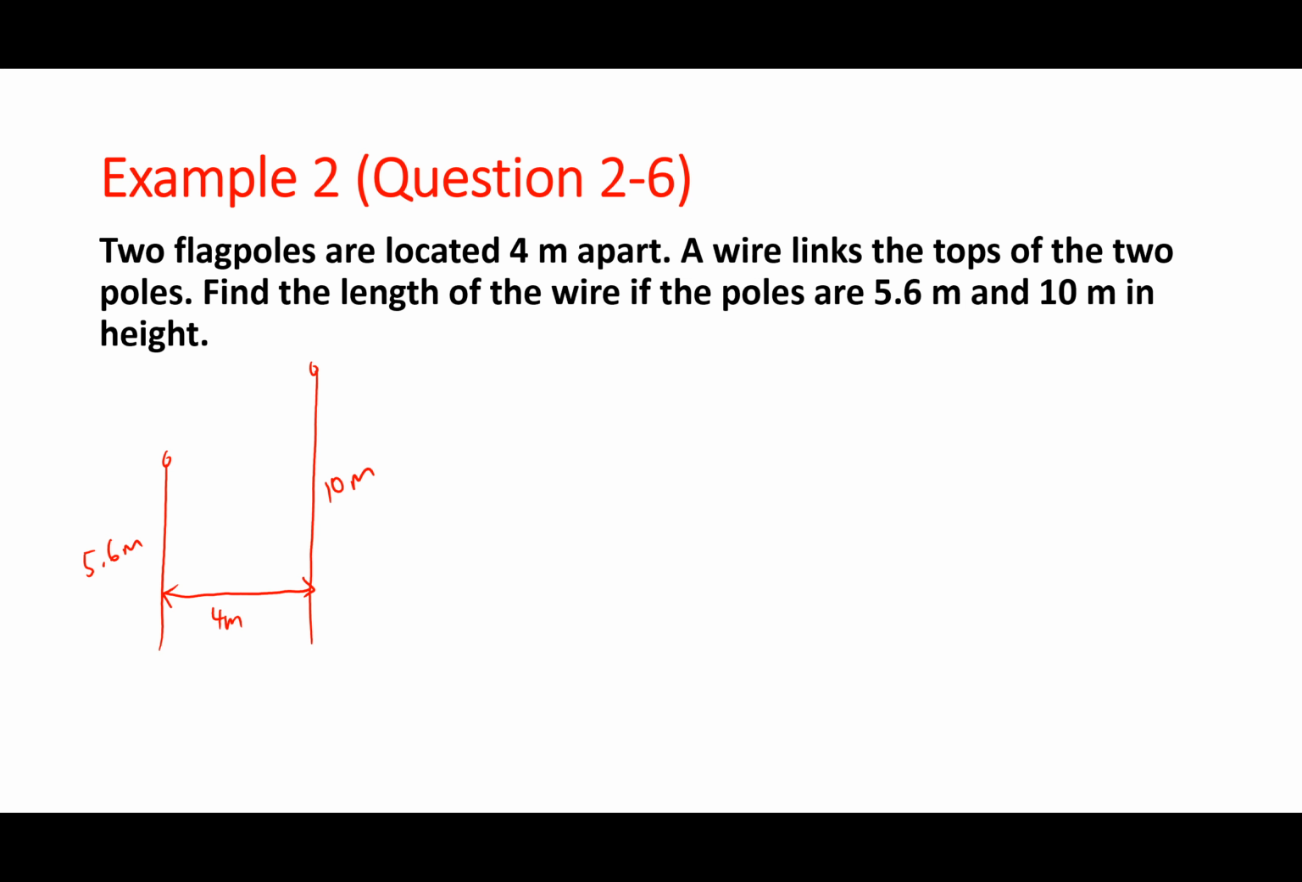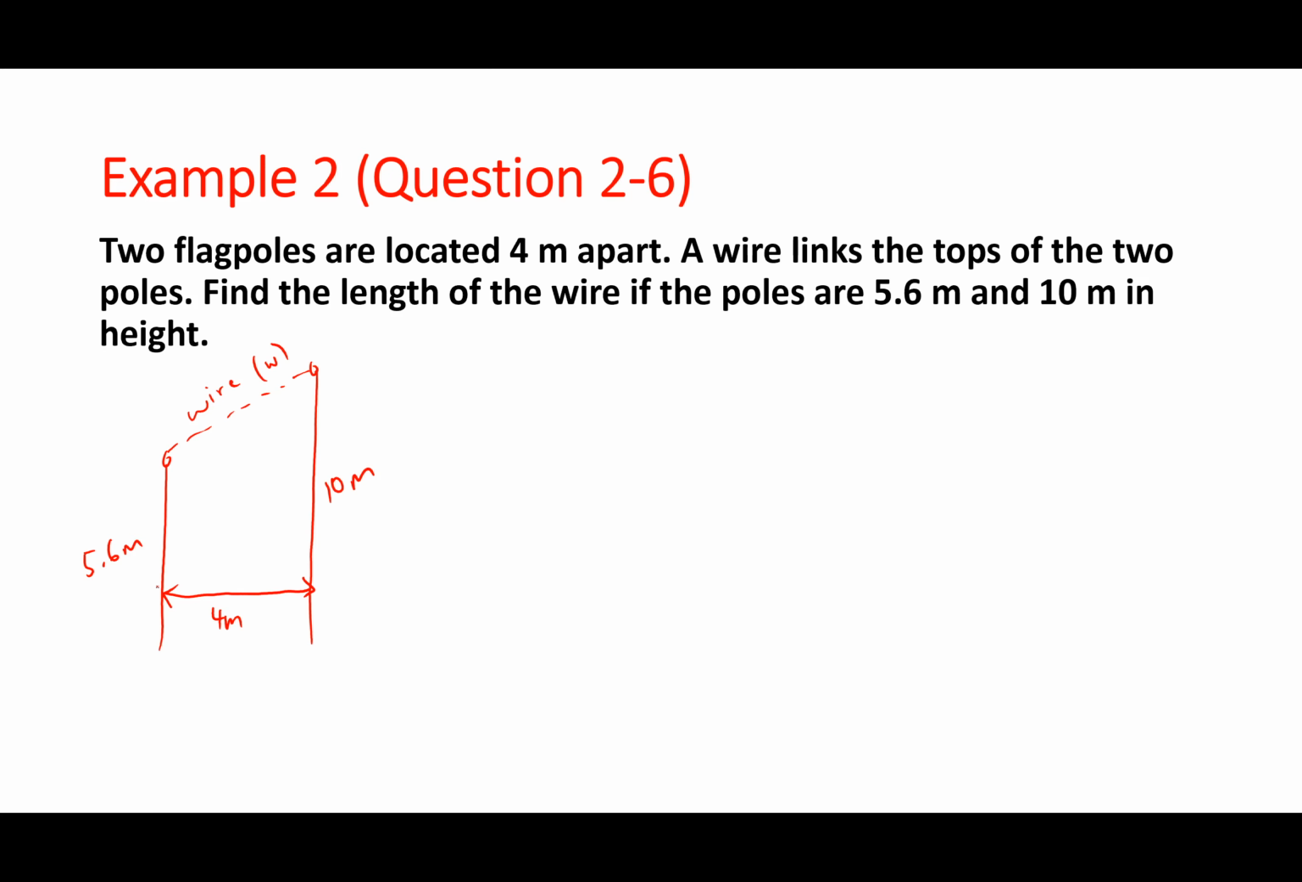A wire links the tops of the flagpoles, and we have to find the length of the wire. So this is a wire. What letter could we use for wire? Well, we might use the letter W. Then we need to find the right angle triangle. Well, what I can do is I can move this 4 meters up. I can keep going up, because remember, all the way up, it's all 4 meters long, until I get to the top of the first flagpole. So that's 4 meters there.